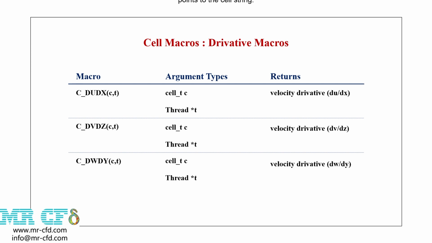In yet another example, the C_DWDY macro represents the derivative value of velocity in the z-axis direction with respect to the y spatial coordinate. That is, it's equivalent to dw/dy. In these macros too, there are two arguments. The first one represents the variable receiving cell information, and the second one points to the cell thread.